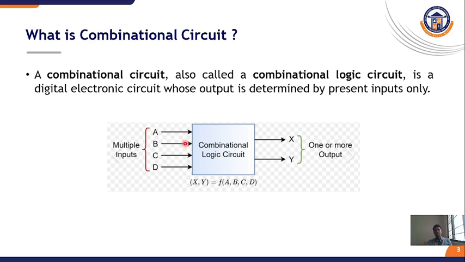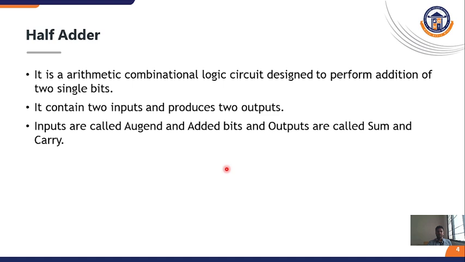If you consider a half adder, there will be two inputs A and B, two single bit binary inputs, and the possible outputs will be sum and carry. If you consider a full adder, there will be three single bit inputs and it will produce the outputs sum and carry. The inputs and outputs are determined by the logic that we are going to design. So we are going to consider a half adder.